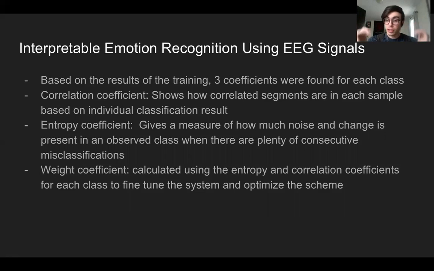So for these correlation and entropy coefficients, one is effectively saying, hey, how similar are they? And the entropy coefficient gives a measure of how different they can be from each other. Now, using these two pieces of information, we then construct our final coefficient, which is the weight coefficient. And this is calculated using the entropy and correlation coefficients for each class to fine-tune the system and optimize the scheme. So what this weight coefficient effectively does is when we have an observable sample, we use the weight coefficient to sway our results toward a particular class if we have a similar correlation or entropy coefficient that we can measure throughout our classification scheme.